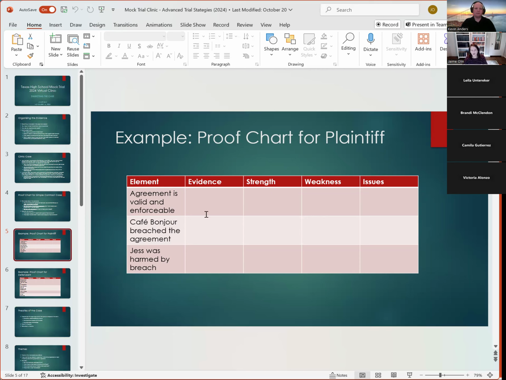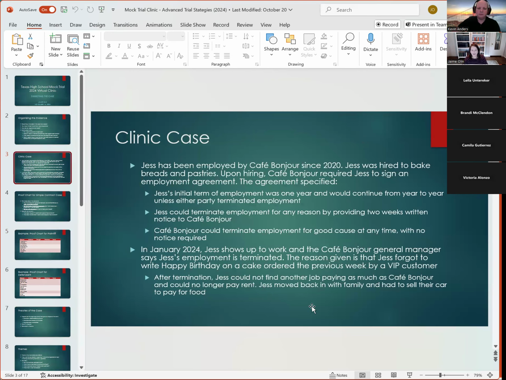Okay, so let's talk about each one of these. First, is the agreement valid and enforceable? I'm going to go back to the case slide so we can think about that. Is there any evidence given from this scenario that goes toward, yes, this is a valid contract, or no, this is not a valid contract?